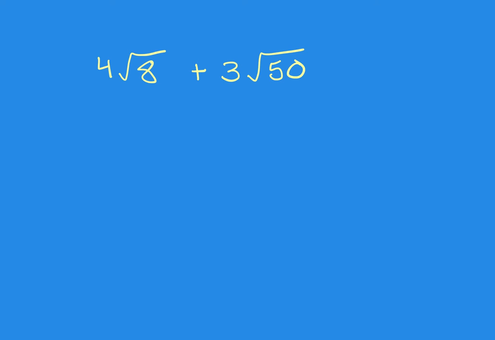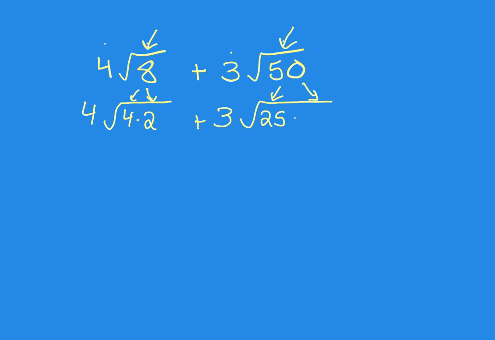All right, so now I've got 4 square roots of 8 plus 3 square roots of 50. I do not have like terms, but I can simplify. Let's see, square root of 8 can simplify, and square root of 50 can simplify. So let's think about this. I've got the 4 out in front times 8 can be broken up into 4 times 2 because 4 is a perfect square, plus 3, the square root of, well, 50 can be broken up into 25 times 2. 25 is a perfect square.